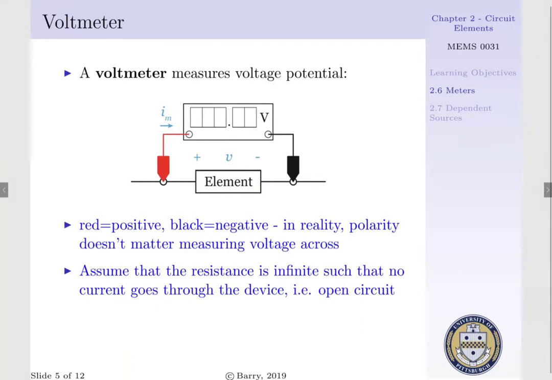One main assumption we make when using and employing a voltmeter is we assume its resistance is infinite, such that no current enters our device. Rather, all the current travels through our element, and thus we are able to measure the voltage potential across our element. Our voltmeter is represented as an open circuit device. An open circuit is one where no current passes through, but yet a voltage potential still exists across.